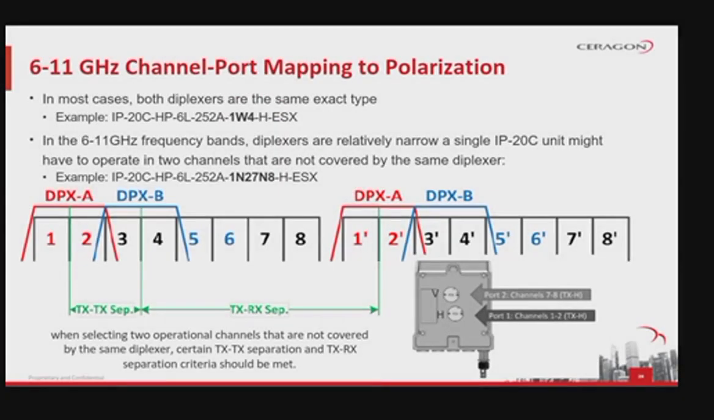A reminder now, for the 6 to 11 GHz frequency bands, channelization and diplexers are narrow. Thus a single IP20C unit might have to operate in 2 channels not covered by the same diplexer, meaning, in this scenario, that 2 different types of diplexer will be used. As an example, now looking at the graph, one diplexer may cover channels 1 and 2, while the other diplexer might cover channels 3 and 4.